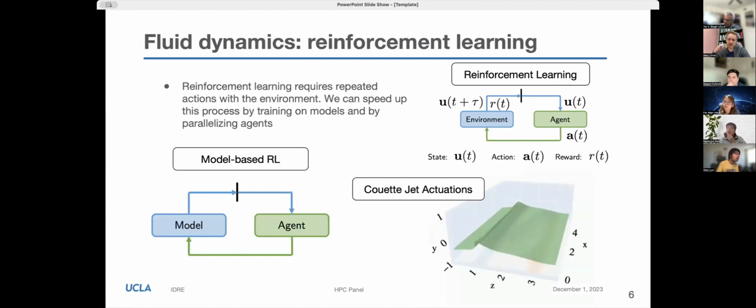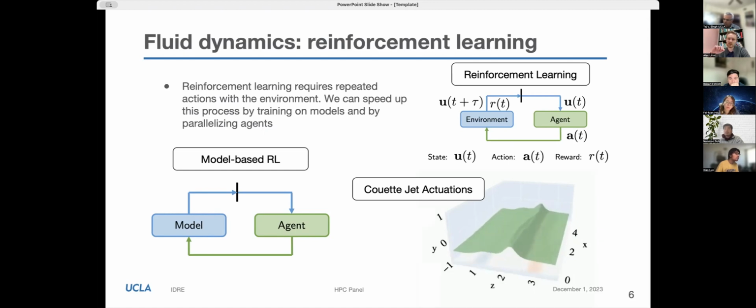So finally, I want to talk about reinforcement learning. In reinforcement learning, the goal is to find a set of actions on our fluid simulations to reduce drag. So typically in reinforcement learning, you feed an agent information about your state, the simulation at some time. It'll give you an action.